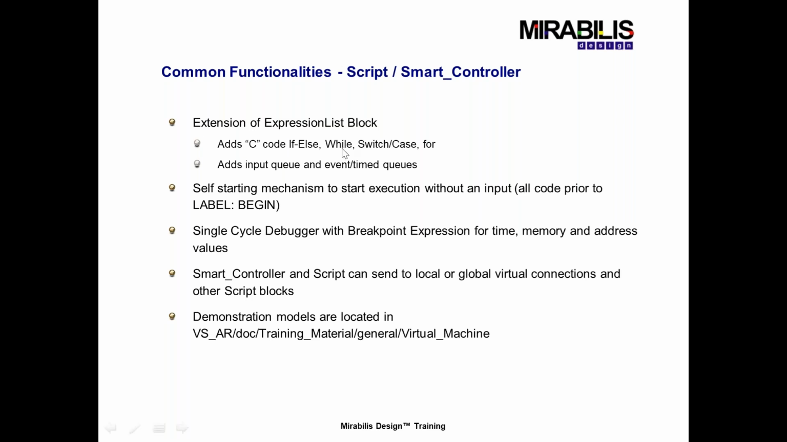Another big difference is that ternary ifs are the only kind of coding structures available with the expression list block. That's like x is greater than y, question mark, 1:0, that kind of format. That's really the only one that you have in the expression list. Here, we actually have all the standard constructs of C programming.